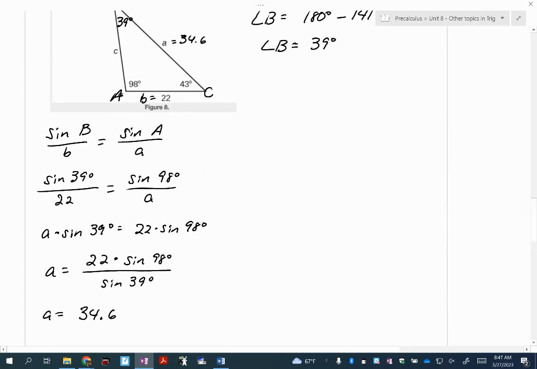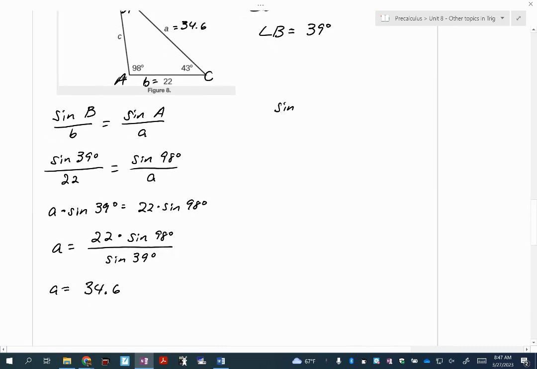34.6. All right, now do the same thing. I'm going to use the sine of B over B again, but this time I'll be using sine of C over C. And if you did it the other way, I don't really care. It's your choice.